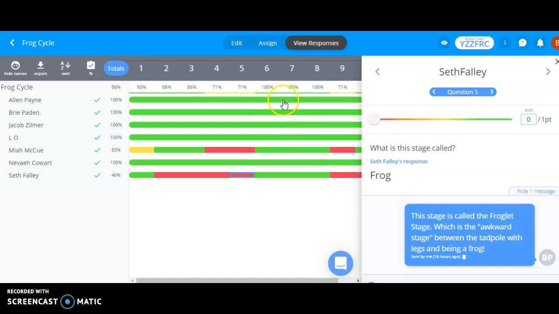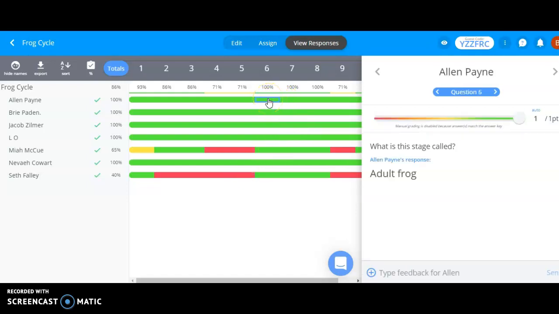And then my sixth question is, what is the stage called? And it was adult frog, which I like these 100%. And my seventh question again, I like these 100%. And eight, another 100%. I hope to see these continuing.